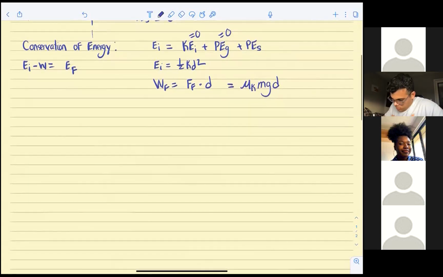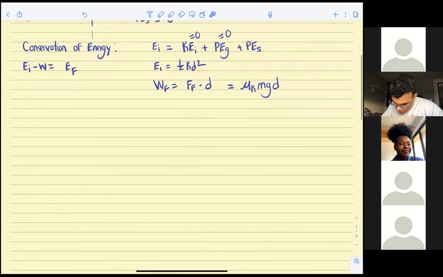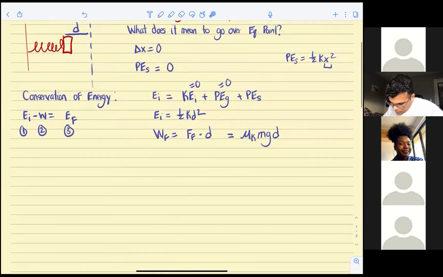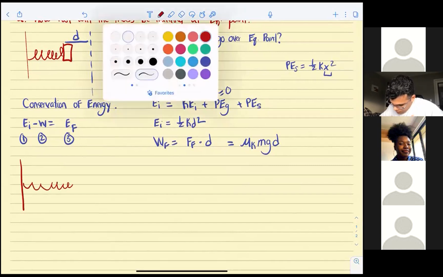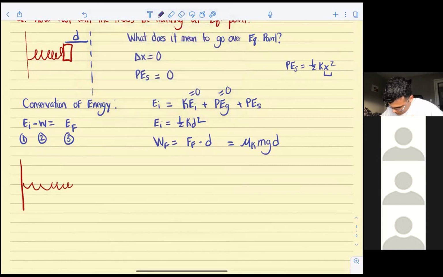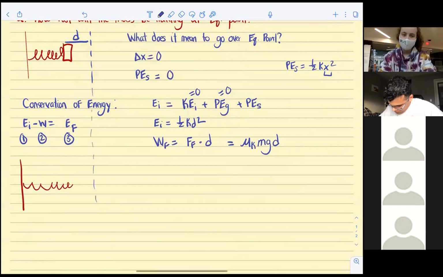So now we've defined, so I said that we have three terms here. We have the initial energy, the work, and the final energy. Now let's consider what happens when the spring is here. So let's draw this picture again now. Now the spring lines up with the equilibrium position. So this is the x equals 0, if you will, right?